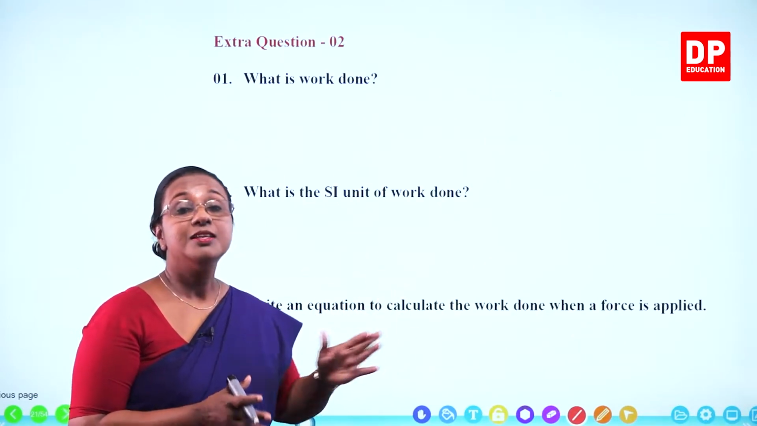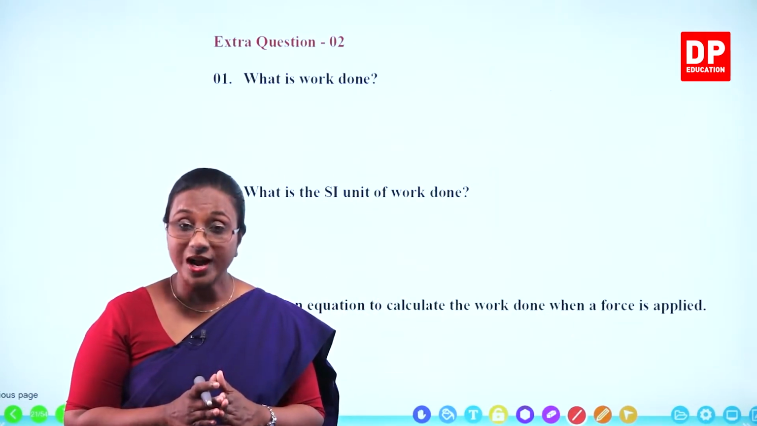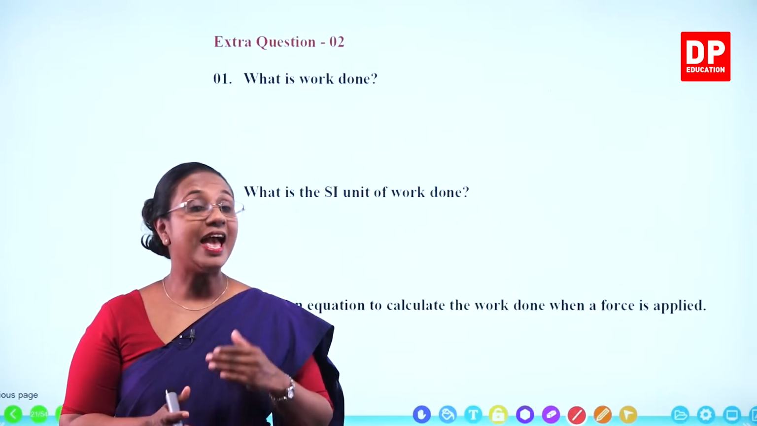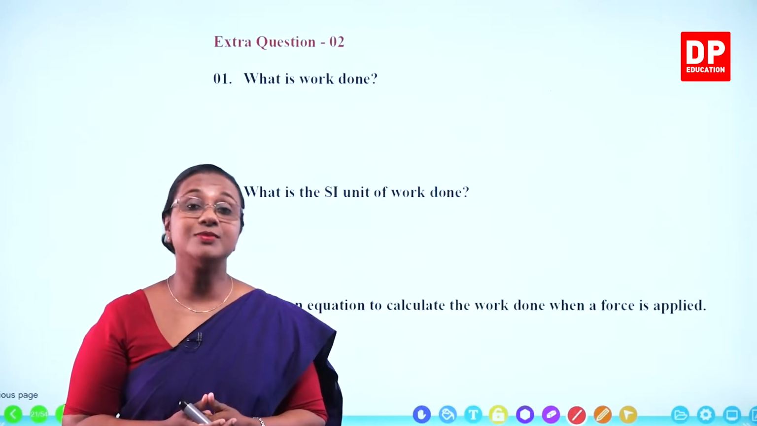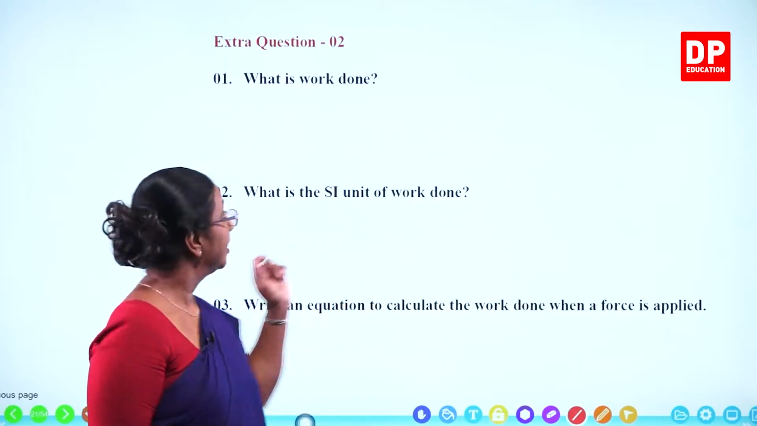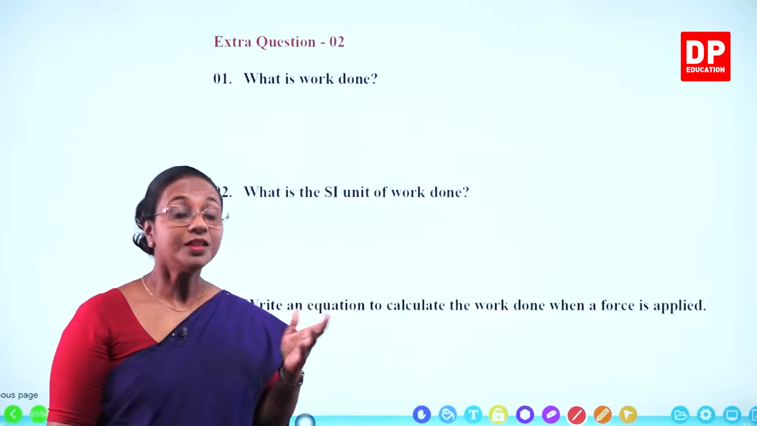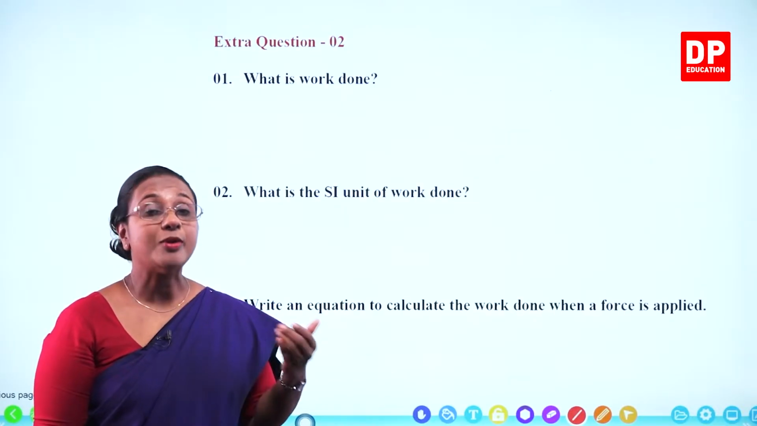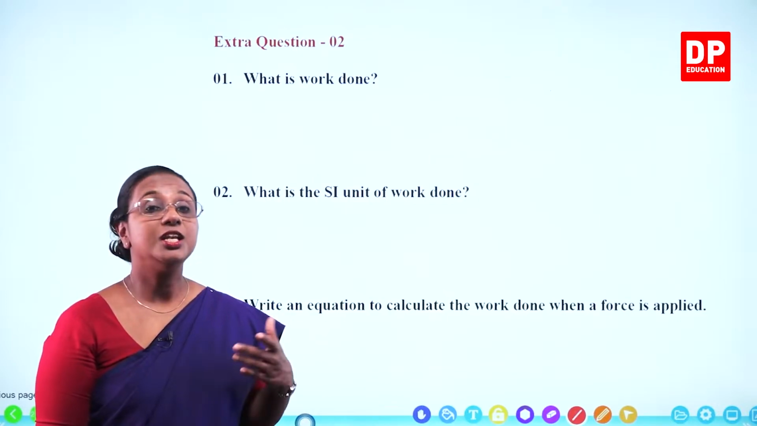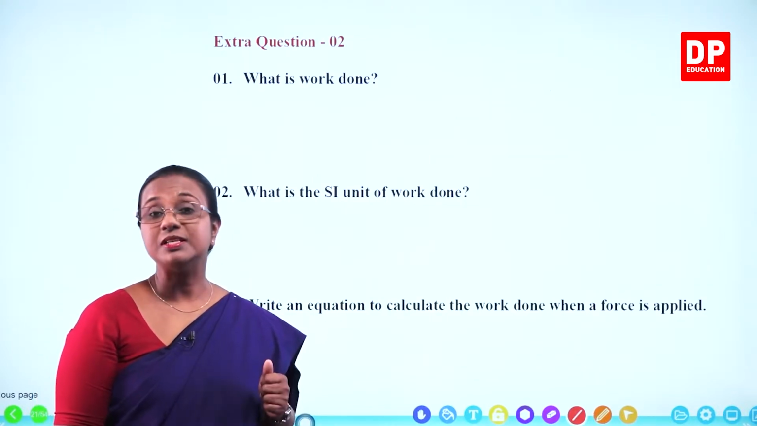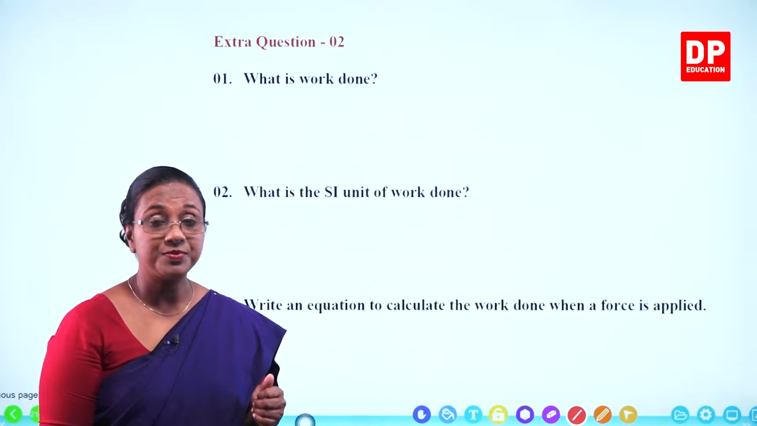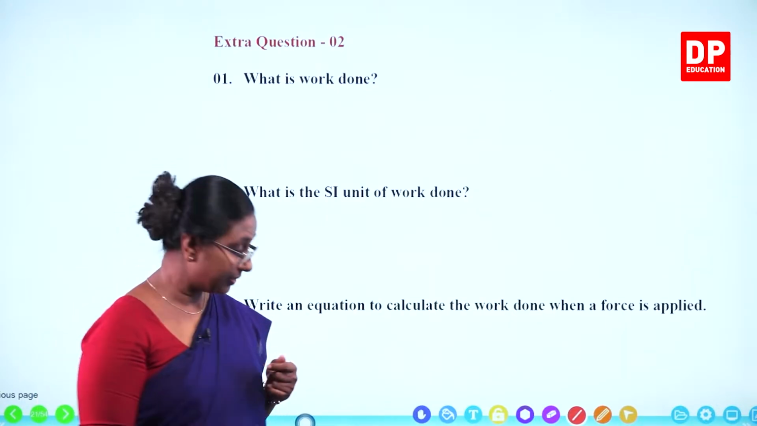So, as I change each slide, I want you all to answer the question by yourself first, and then you can check your answer with my discussion. Extra question 2. Under that, the first one, what is work done? Like I just said, when you apply a force to an object, due to that force, there is a change in position or change in shape. Then we say there is work done.